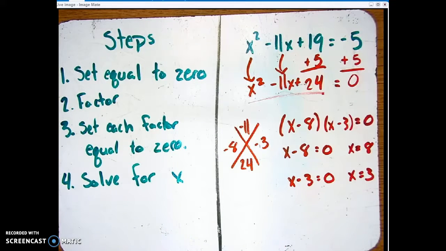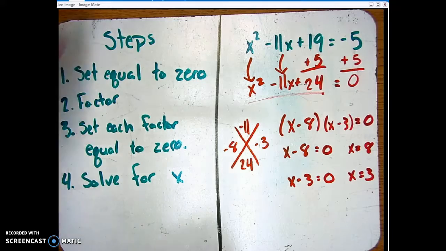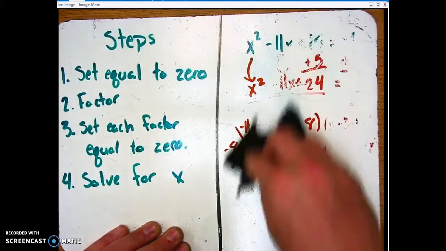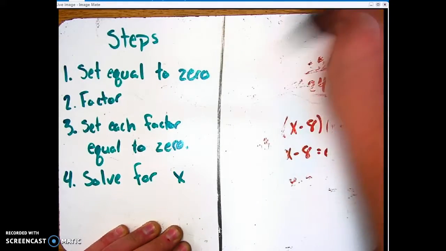There's your 4 steps. You set the equation equal to 0, you factor like normal, you set each factor you get equal to 0, and then solve for x. So let's take a look at another example and see how this works out.